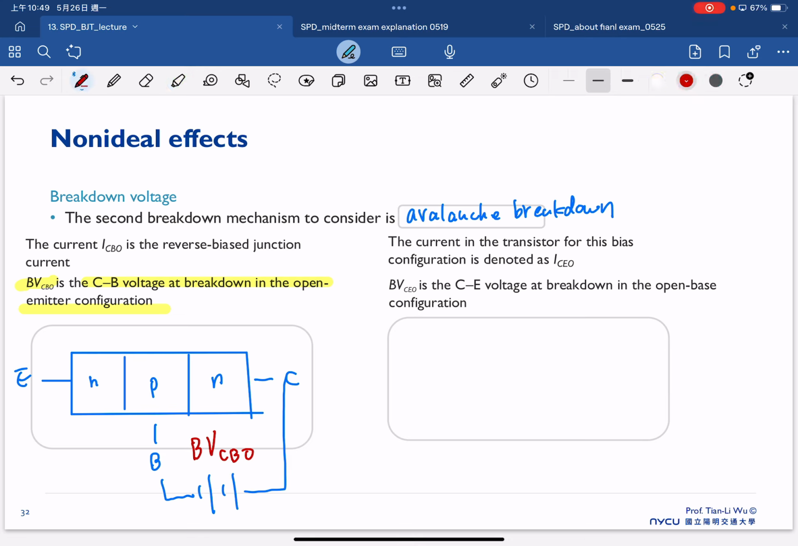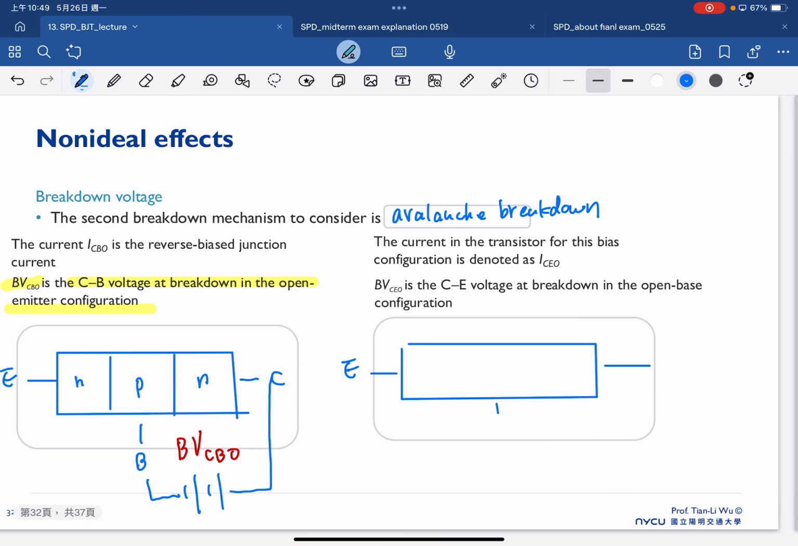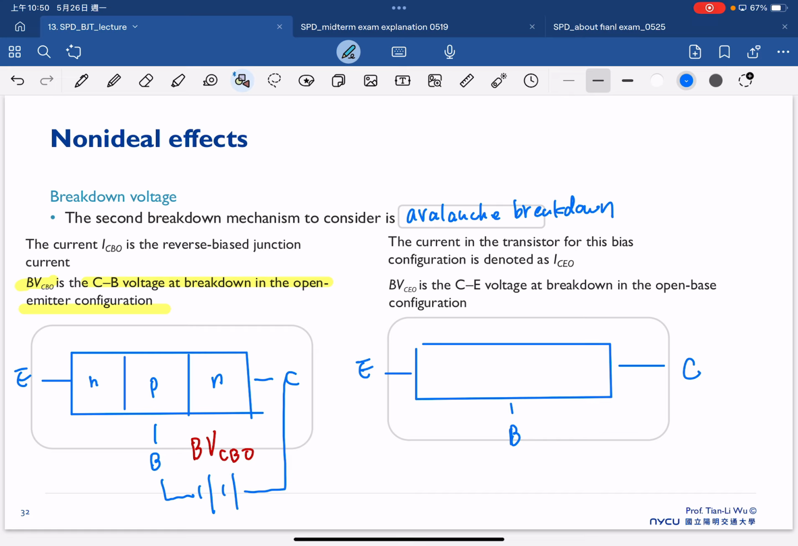The next one is the same, but different, because now it's an open base. So we have E, B, C, N, P, N. But now we consider the breakdown voltage with the base open, where we try to characterize the breakdown voltage in between. That is BVCEO. So we have two different kinds of breakdown under different bias cases.